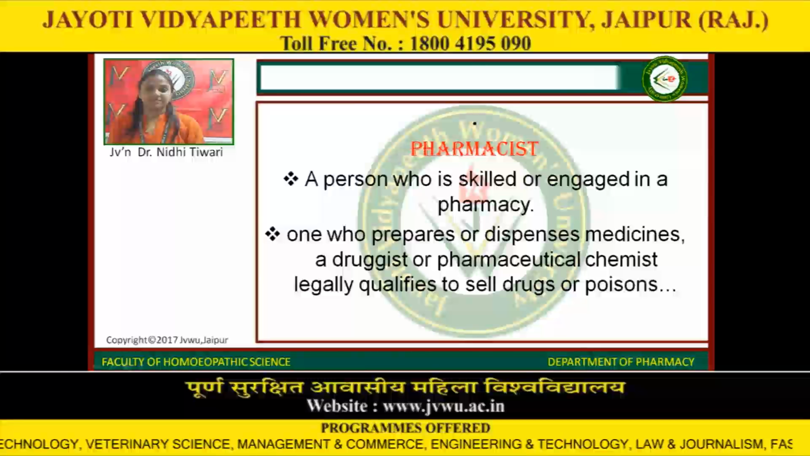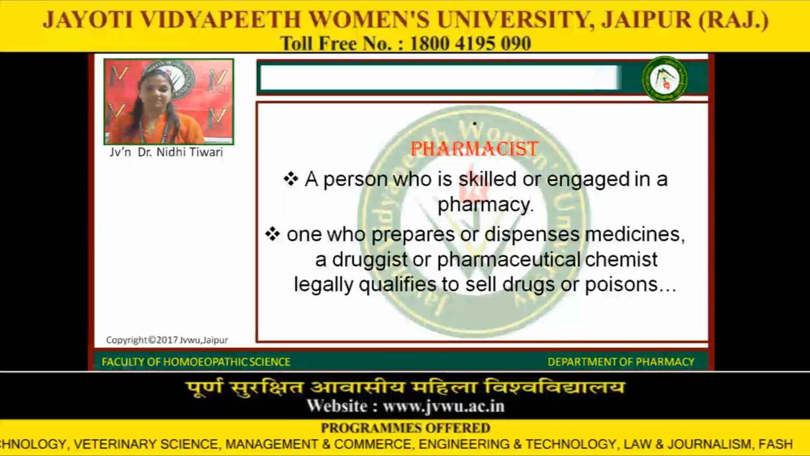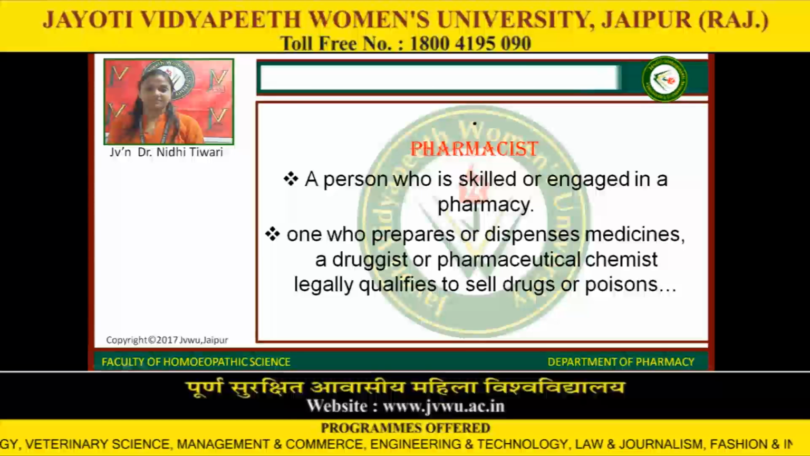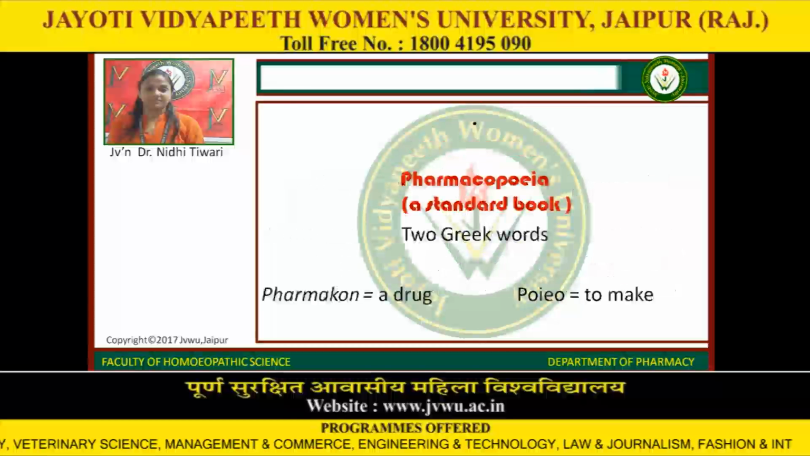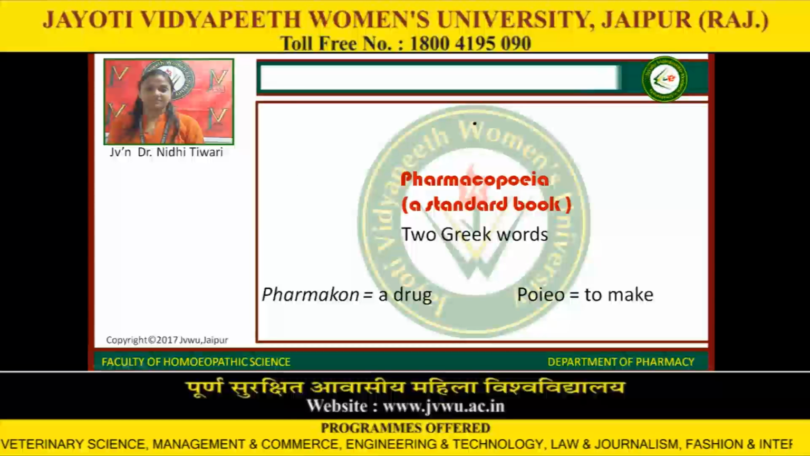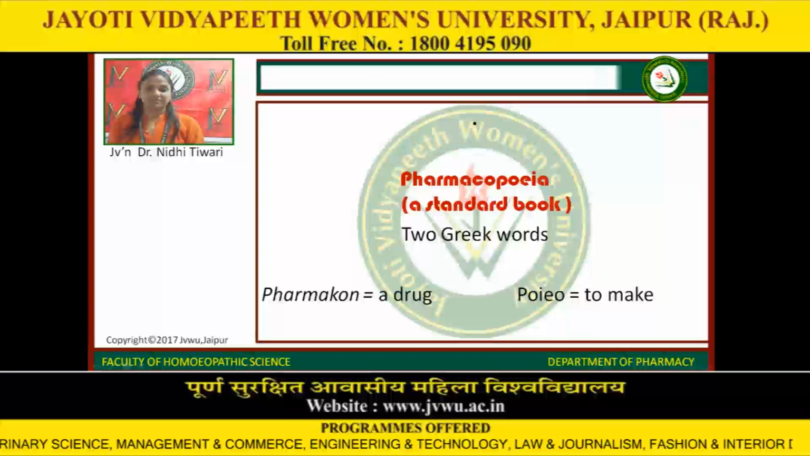Who is the pharmacist? A person who is skilled or engaged in pharmacy, one who prepares or dispenses medicines, a druggist or pharmaceutical chemist legally qualified to sell drugs or poisons. Now what is pharmacopoeia? Pharmacopoeia is a standard book. The word pharmacopoeia is obtained from Greek words: pharmakon meaning drug, and poio meaning to make.